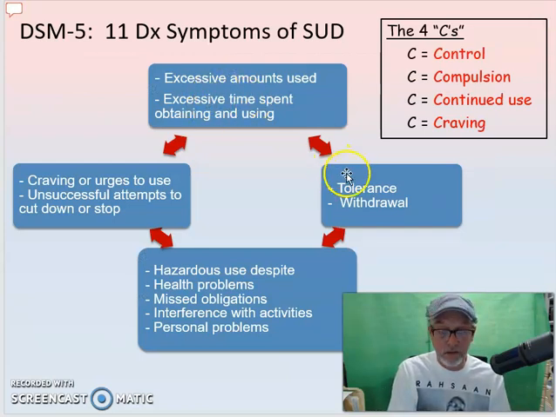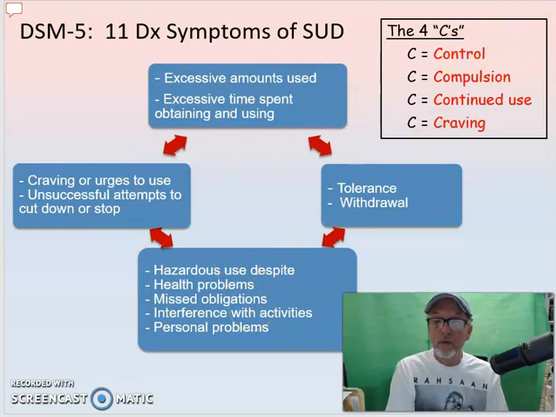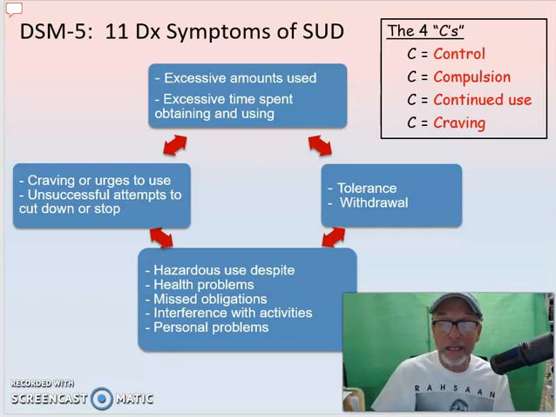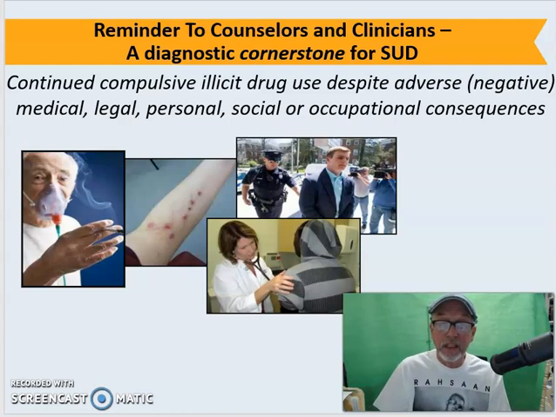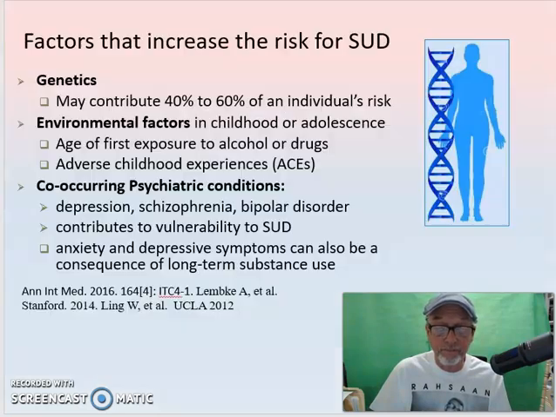I won't go over them because time is a-ticking. But you can boil these 11 symptoms of DSM diagnosing substance use disorders into 4 C's. Well, the first C is that there's control, or actually lack of control when they use. There's compulsion to use, there's continued use despite negative outcomes, and there's craving. Reminder to counselors: continued compulsive illicit drug use despite negative medical, legal, personal, social, or occupational consequences is a diagnostic cornerstone for substance use disorder.